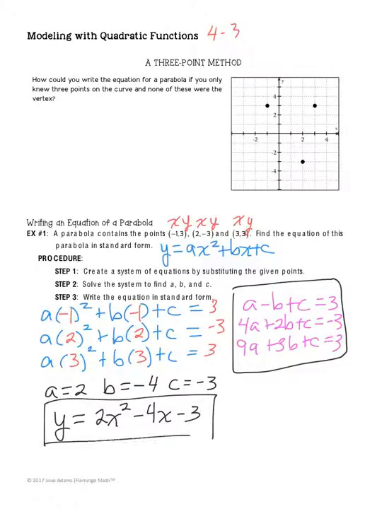So go ahead and follow the procedures outlined for you in example 2, and then go ahead and try this one on your own and see if you can get the answer that I just gave you. So let's go on to example 2. I'm going to explain the procedure to you, and we'll go from there.